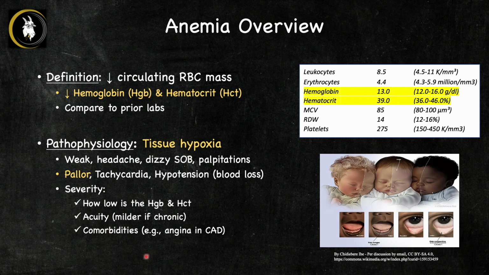And then finally, patients who have other chronic diseases that make their tissues more dependent on oxygen delivery may exhibit more significant symptoms. For example, patients with coronary artery disease may develop angina from the decreased oxygen delivery.